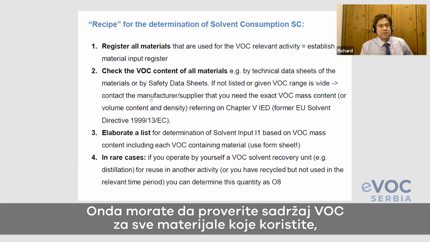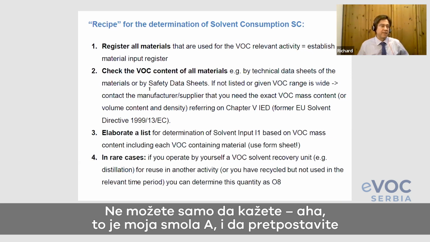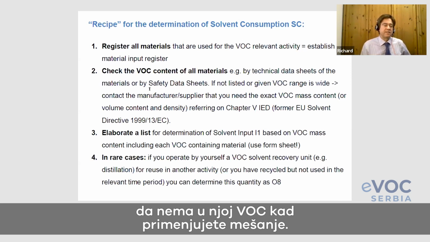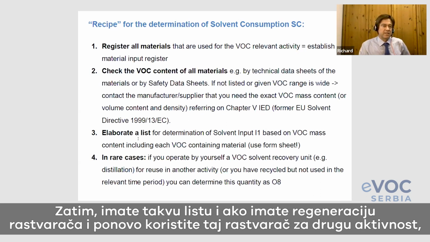Then you must check all the VOC contents of the materials that you put in. This is what I told you. When you get resins or other materials, you have to check the VOC content. You cannot say, oh, that's my resin A, and assume that there are no VOCs, when you are then doing the mixing process. So please check the VOC content of all materials that you're using for your paint manufacturing. And then you make such a list.